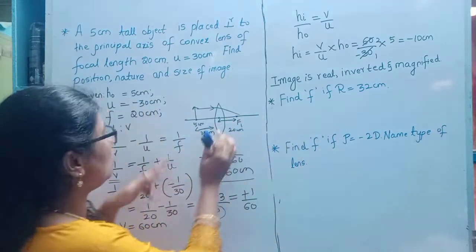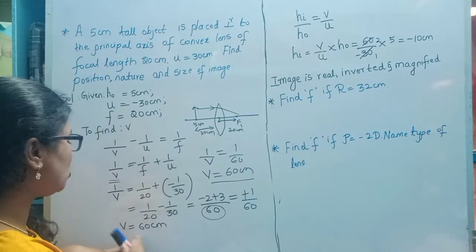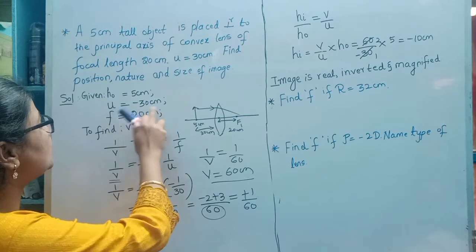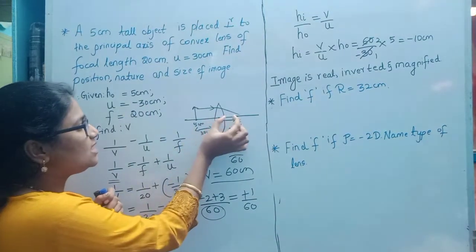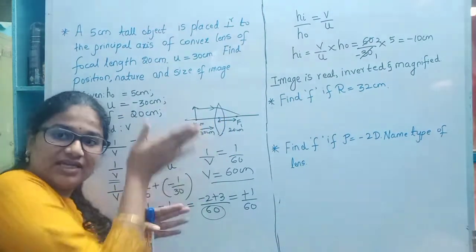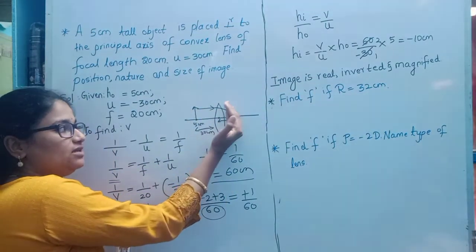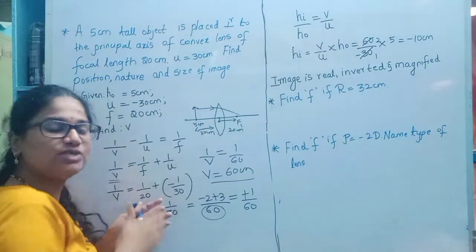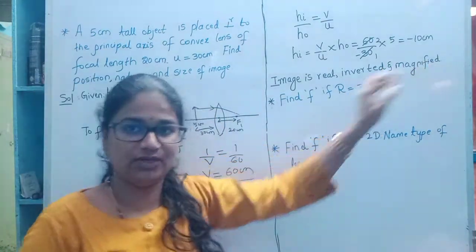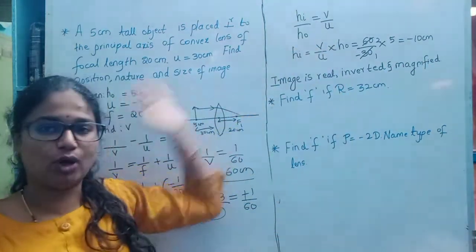Why? Because here the image distance we got is 60 centimeter, here it is minus 30. So minus 30, 60 centimeter, we think it is away. No, it is here only, this side only, 60 centimeter. So that is why we will get the magnified image. So this is regarding the problem.